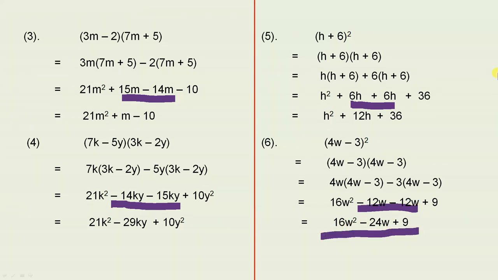So this video has introduced us to binomial products, and we've had 6 examples to demonstrate how we go through the process. And don't forget at the end, if you can simplify by collecting like terms, that's exactly what we do.